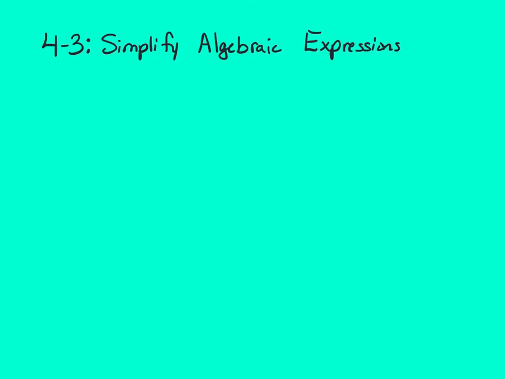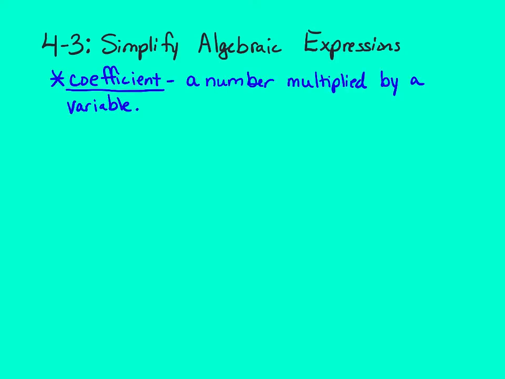Lesson 4.3, Simplify algebraic expressions. We're going to start with some vocabulary. A coefficient is just a number that is multiplied by a variable. In the expression 2x, 2 is a coefficient because it's just multiplied by the variable x.